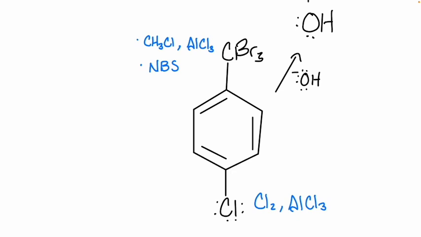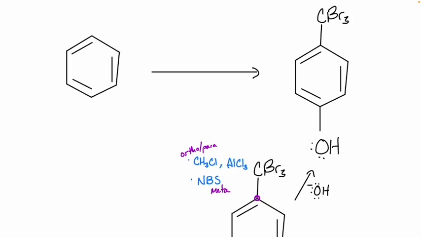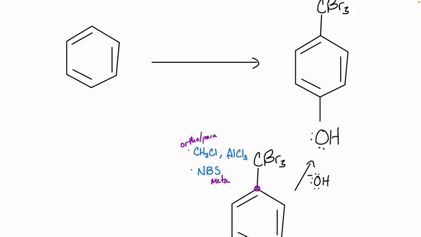So, after this NBS step, that tribromomethyl group is a meta-director, right? A strong electron withdrawing group. The alkyl group by itself would be ortho-para, and so would the chlorine. And since these are sitting para to one another, I have to do one of those 2 reactions first. And it actually doesn't really matter the order in terms of getting your product.